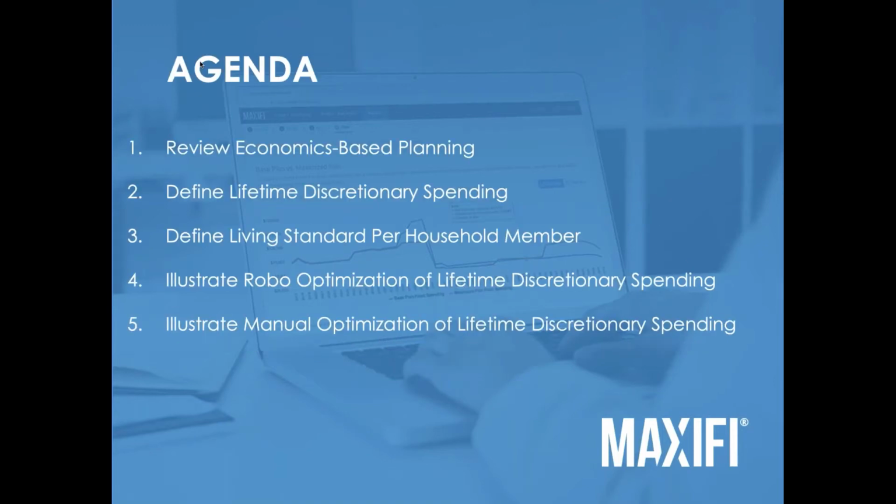So let me now give you the agenda for today. I just want to briefly review economics-based planning for a minute or two. I'm going to define lifetime discretionary spending for you, because that enters prominently in our definition of living standard per household member. So you're going to see both of these variables in the presentation today: lifetime discretionary spending, and then discretionary spending per household member. That's basically the living standard, but there's a couple of adjustments I'll mention. And then I'm going to illustrate our program's ability to robo-optimize your client's living standard and also lifetime discretionary spending, because the two go hand in hand. And then I'm going to illustrate how to manually optimize lifetime discretionary spending, because not everything can be automated in our software. Some things one has to do by setting up alternative profiles and comparing them with other profiles.